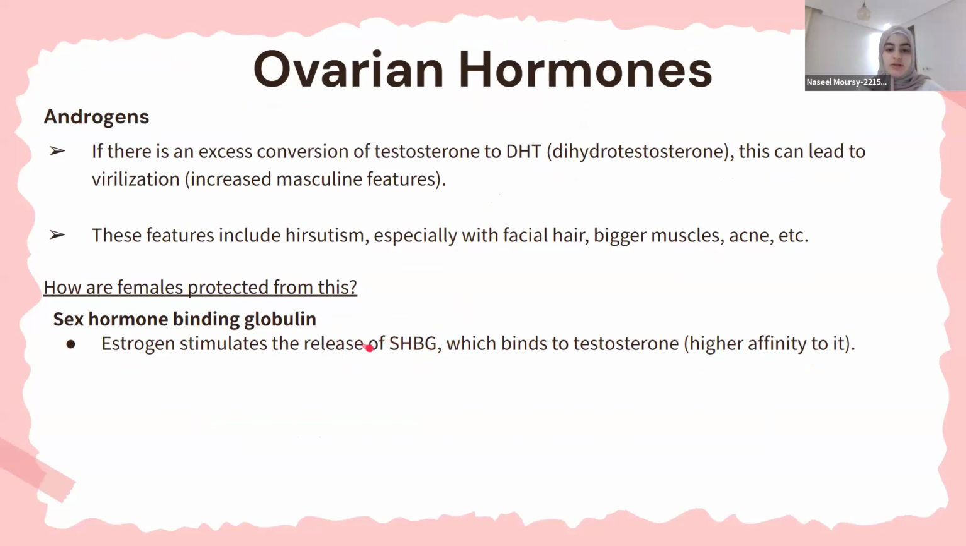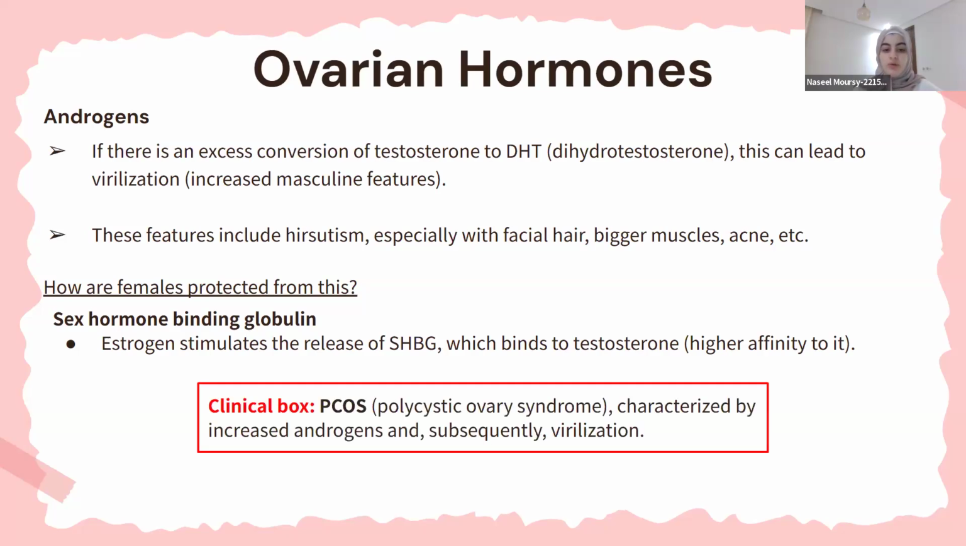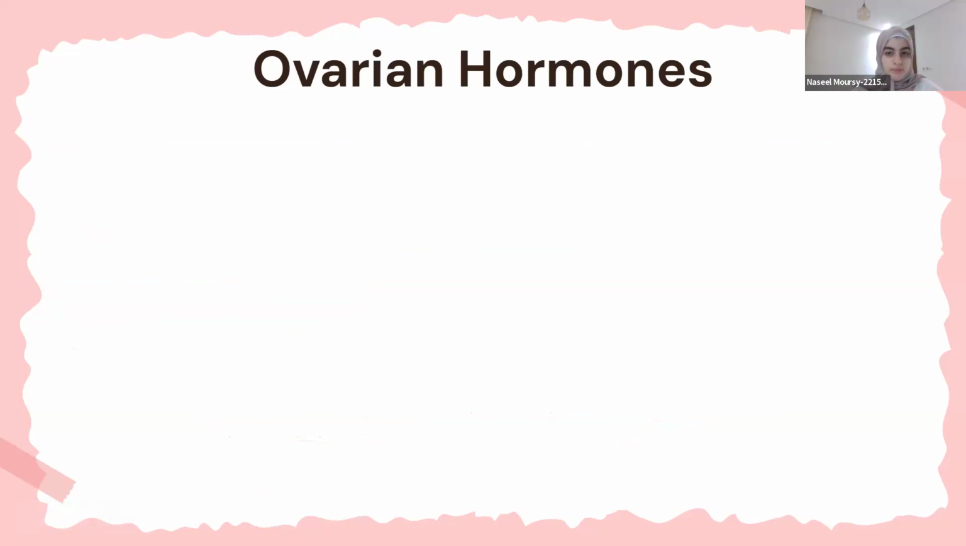Now, what stimulates sex hormone binding globulin? It's estrogen. Because females have a lot of estrogen, we stimulate the release of a lot of sex hormone binding globulin, so we get a lot of binding to testosterone. All right. Now, in some cases, some females have an increased secretion of androgens, okay? And this globulin cannot keep up with that. So this leads to PCOS, polycystic ovary syndrome. It's characterized by increased androgens and subsequently virilization. So these females will come to you complaining of increased facial hair, of acne, okay? And that's about androgens.